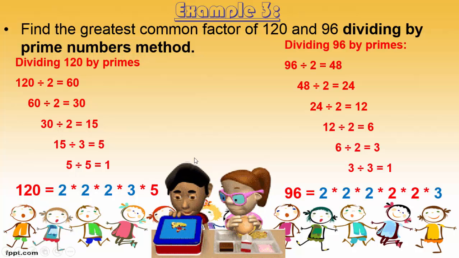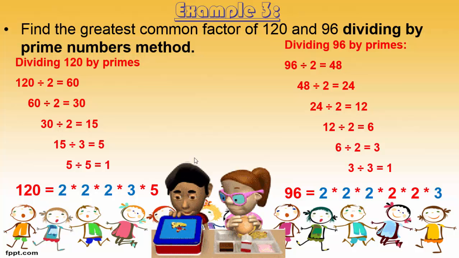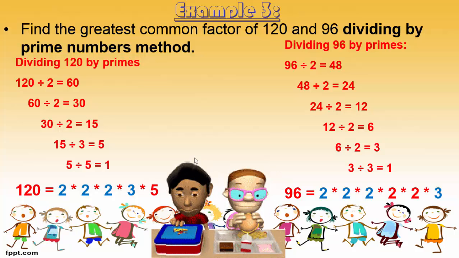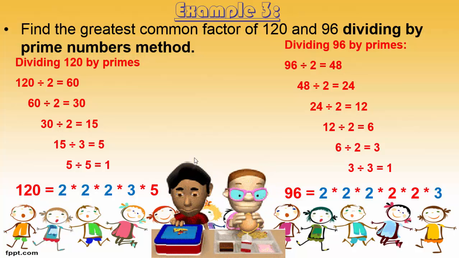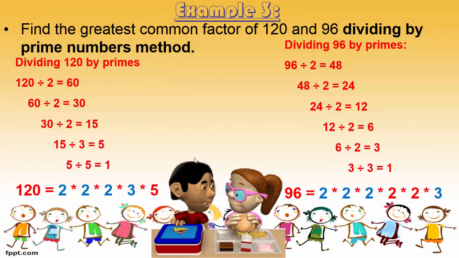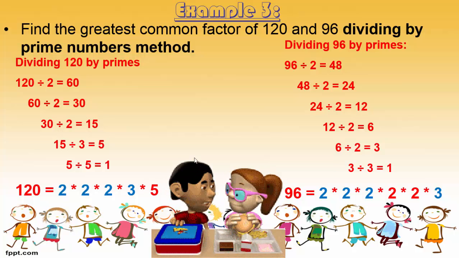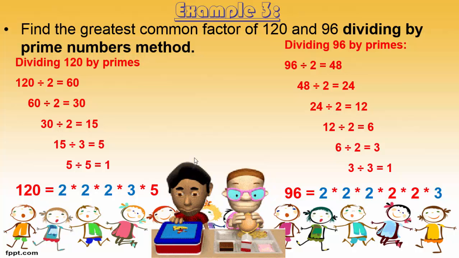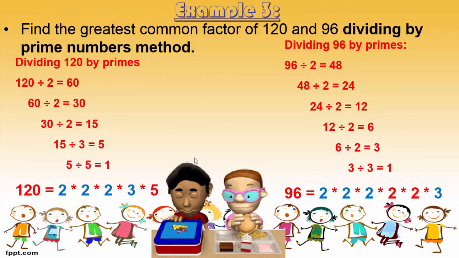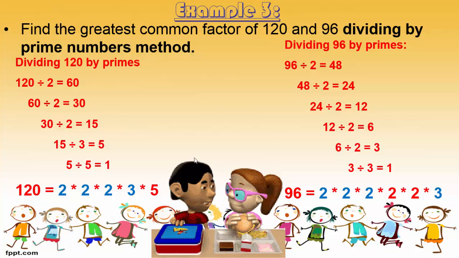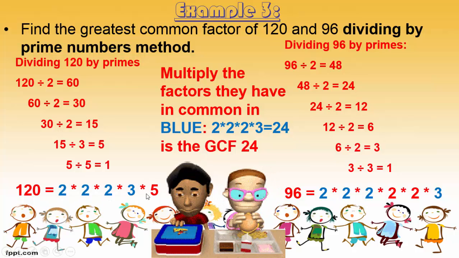Similarly, we do this for 96. We take 96 divided by 2, and we get 48. Then 48 divided by 2 is 24. 24 divided by 2 is 12. 12 divided by 2 is 6. 6 divided by 2 is 3. But 2 cannot divide into 3, so we go to the next prime number, which is 3, and 3 divides into 3 once. We then list all the prime numbers that we divided each one by.